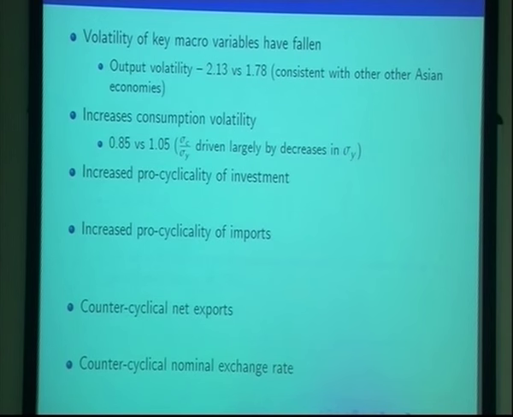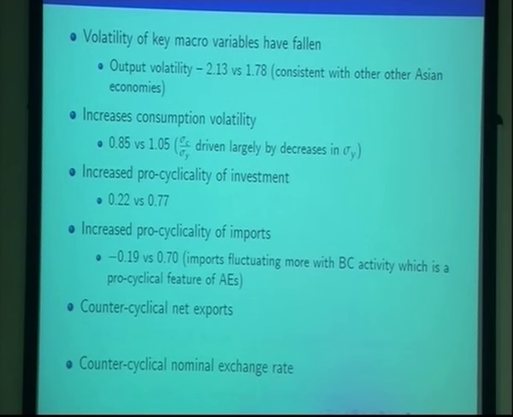Okay, now, in terms of the pro-cyclicality of investment, in a planned economy which hardly responded to boosts in output because of all the restrictions, investment is now much more responsive to changes in output. It goes up from 0.2 to 0.7. You get increased pro-cyclicality of imports. Imports are an increasing function of income. If income goes up, people buy more. Before, it was hardly there. And now imports increase more with business cycle activity, which is typical of advanced economies.